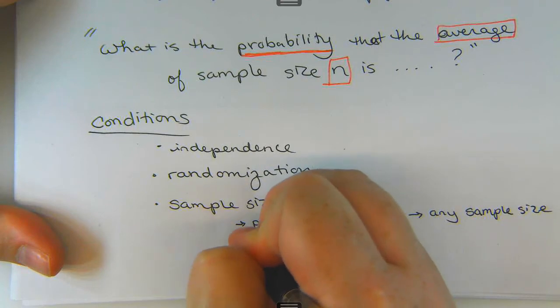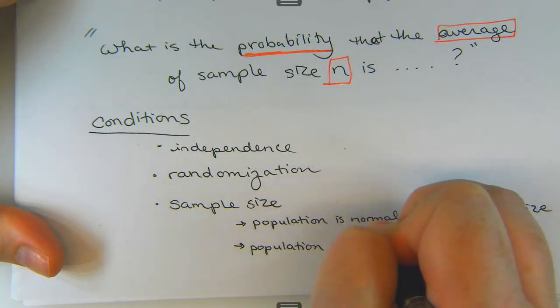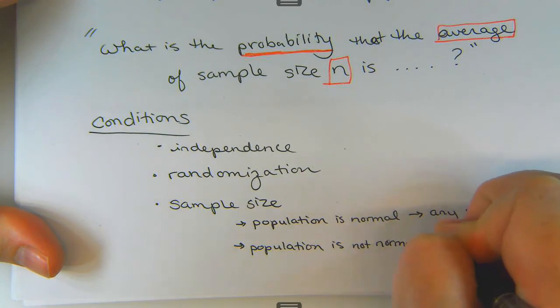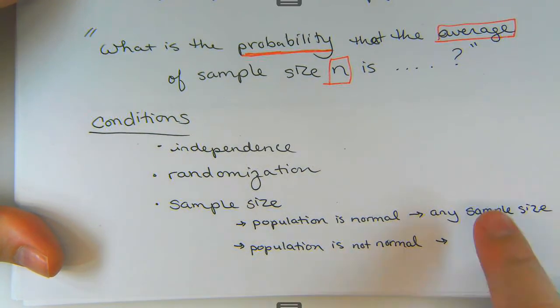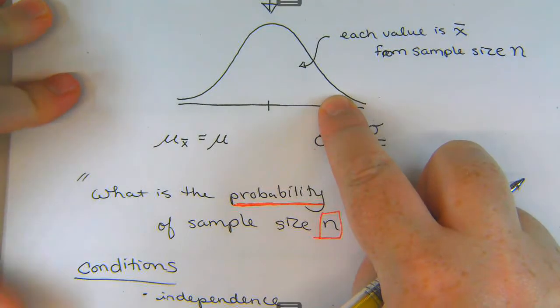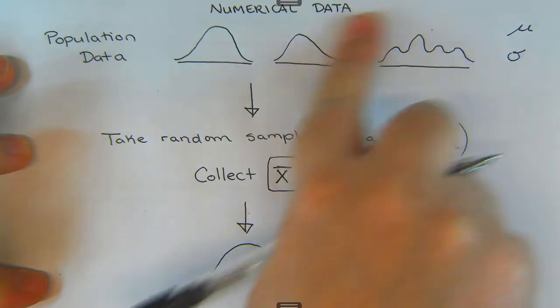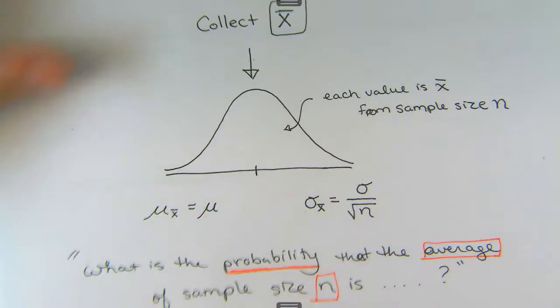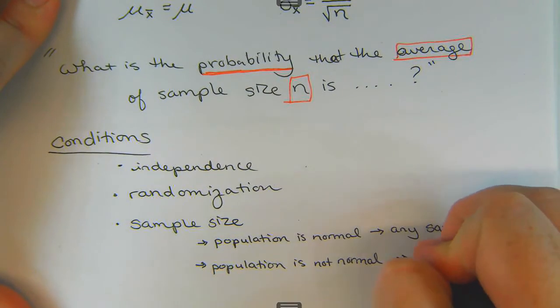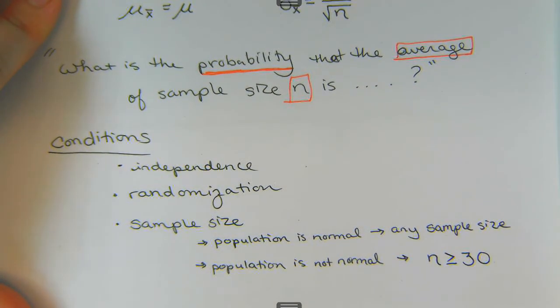If the population is not normal, then we need to make sure we have a large enough sample size. A large enough sample size will guarantee a bell-shaped curve. If our sample size is too small, then it's just going to mimic what's happening in the population, and we don't want to see those distributions for our means. So for a large enough sample size, you need to make sure the sample size is larger than or equal to 30. So we'll have to know what's happening in the population to know whether or not we have a large enough sample size.